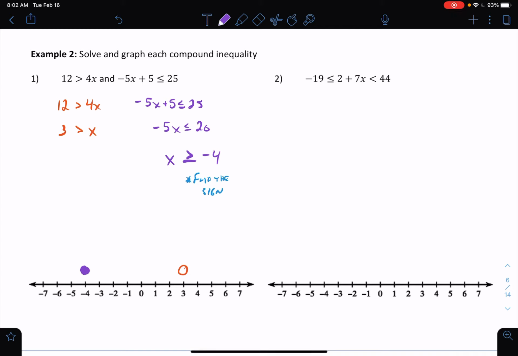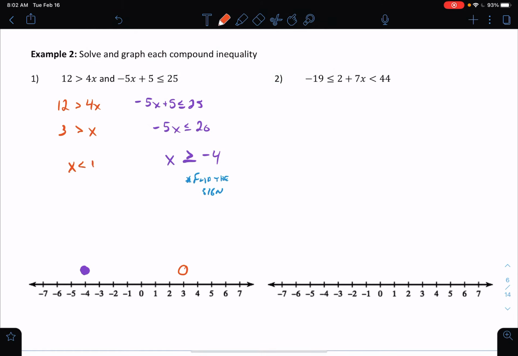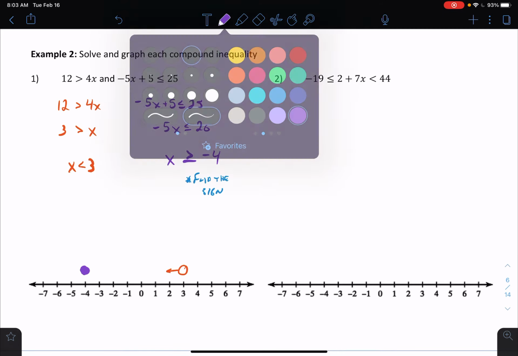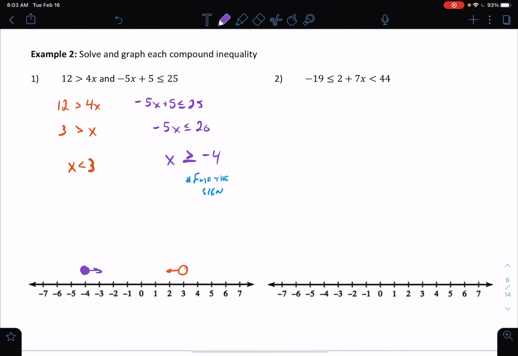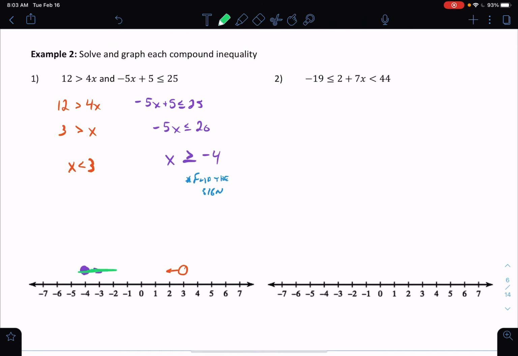If I rearrange these so that the x is first, I get x is less than 3. That means shading this way. And x is greater than or equal to negative 4, which is shading this way. So the overlap region is this region in between them, just connecting those two circles.